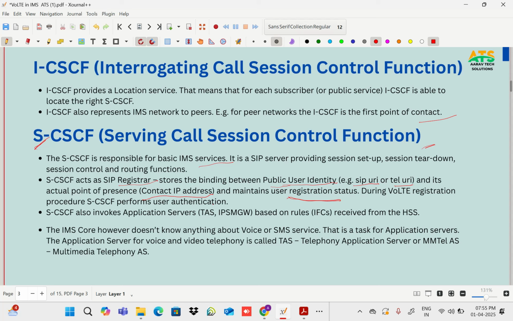During the VoLTE registration procedure, SCSCF performs user authentication. So it checks whether the user is authentic or not. SCSCF also invokes application servers like TAS and IPSMGW based on rules, the initial filter criteria received from the HSS.